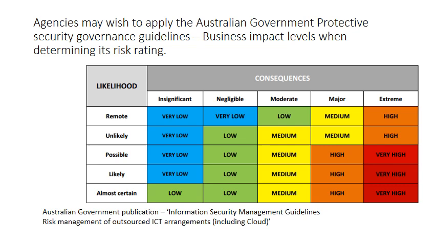Now, some agencies might wish to apply the Australian Government Protective Security Governance Guidelines, where you can see we have very high risks and very low risks. Again, it's a different matrix, but the idea of the risk is the same. It's the consequence and likelihood that determine what the level of risk is going to be.